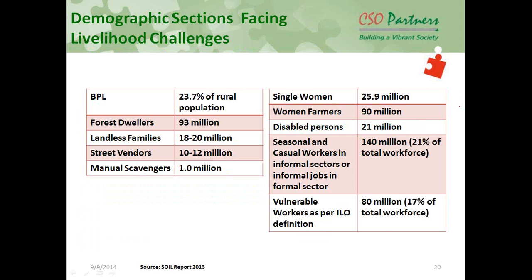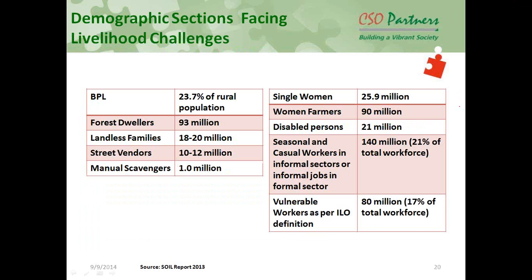Now, broadly, if you try to understand what are the demographic segments, the population segments, who are facing livelihood challenges. Who are those segments? One is forest dwellers, the tribal population, indigenous population mostly, and also non-indigenous, scheduled caste populations in many forest areas. There are 93 million.